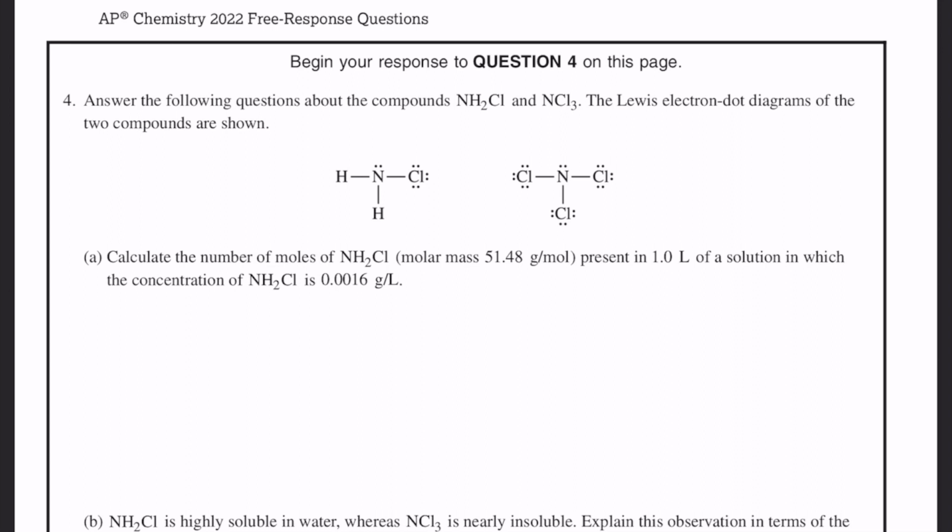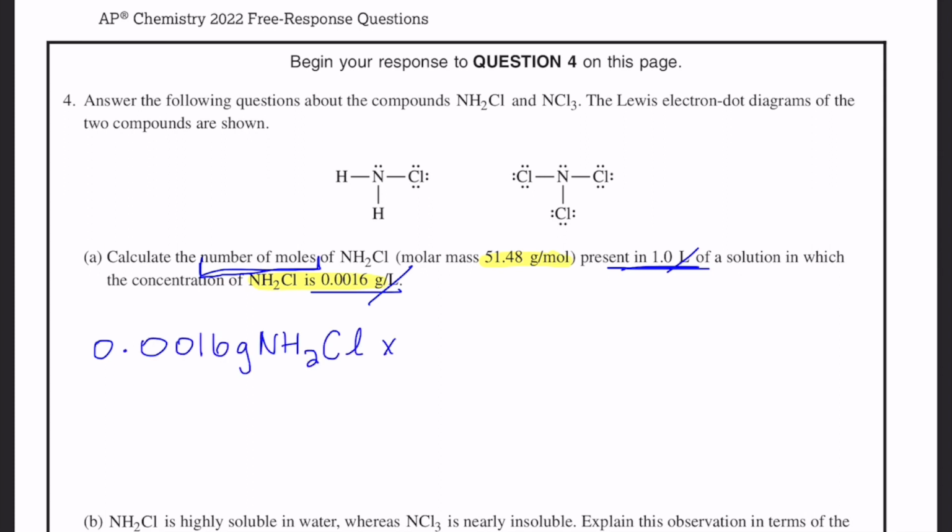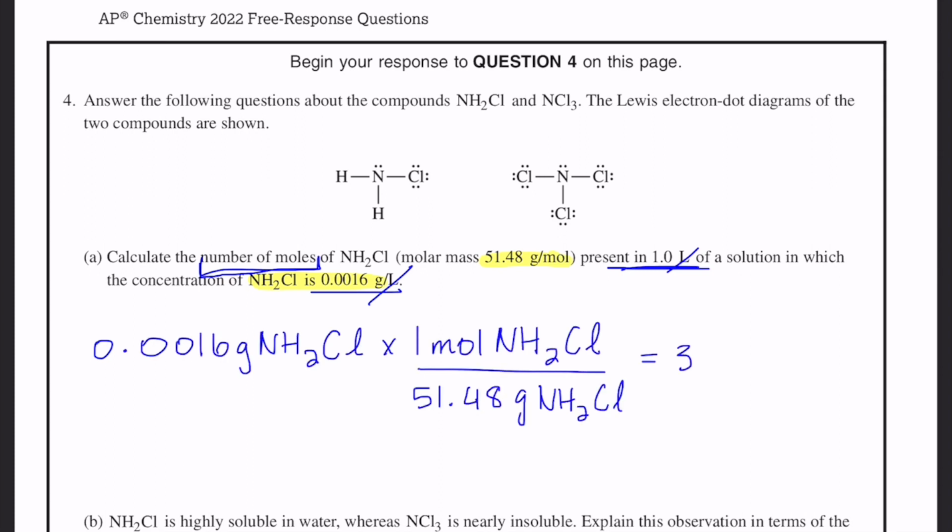Okay, so part A might initially look confusing with this grams over liters concentration, but if you notice that it says present in 1 liter of solution, this is per liter, so you don't even really have to worry about the 1 liter thing at all, and you can just look at this as being given grams of NH2Cl, and you're given a molar mass, and all they want is the number of moles, so this really turns into some very simple stoichiometry. Use the molar mass to convert from grams to moles to get your final answer.